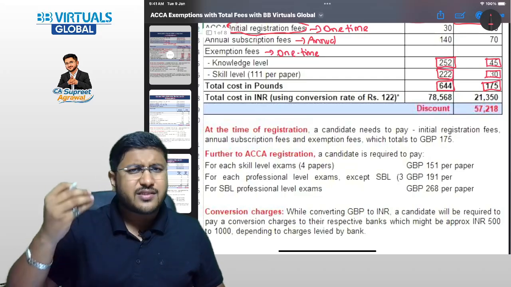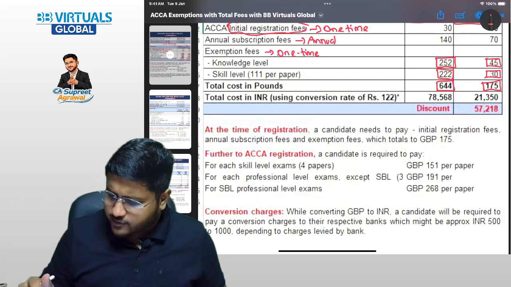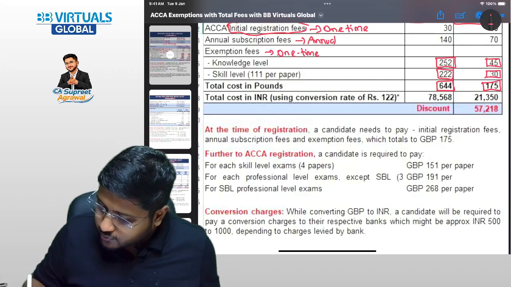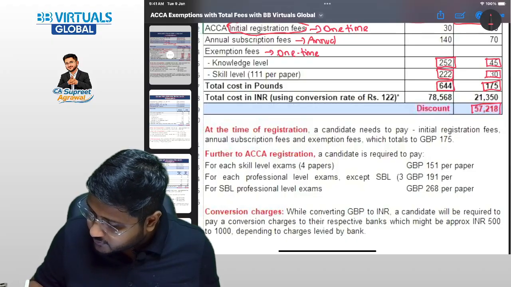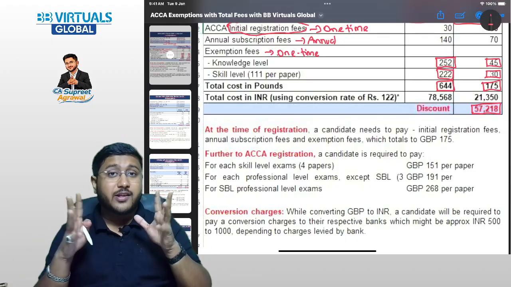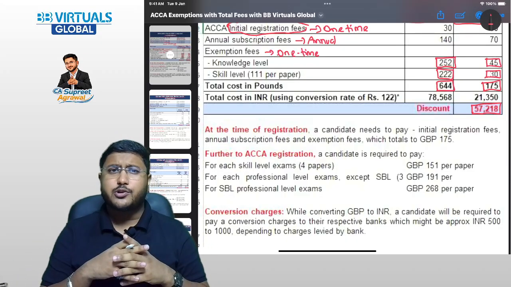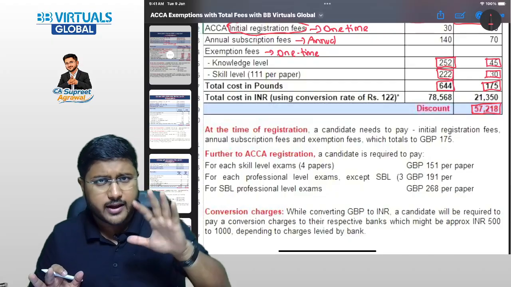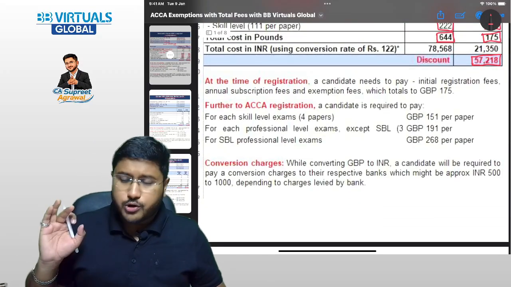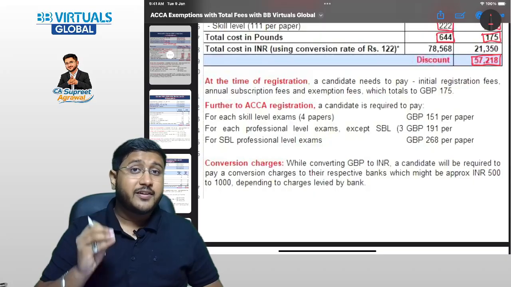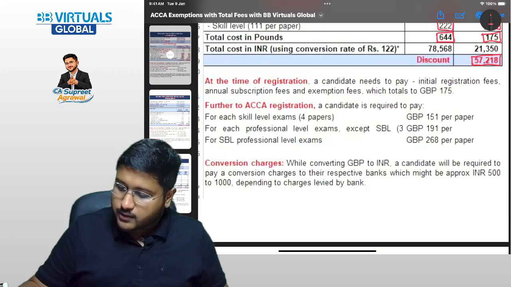Now when I talk about total cost in INR, considering 122 the highest rate that has gone so far, right? 122. So that is a direct discount of 57,218 rupees. My dear friends, I have assumed 122 because that is the highest that we can assume as of now, right? So this is going to be very, very important. 57,218 rupees of discount.